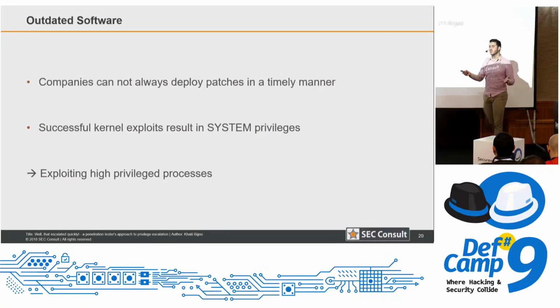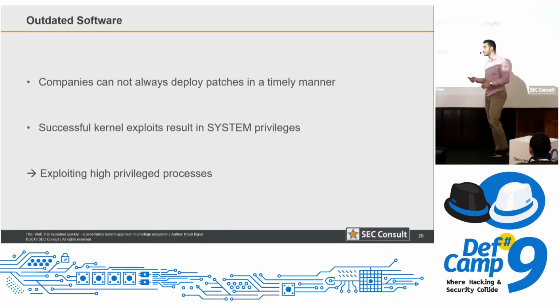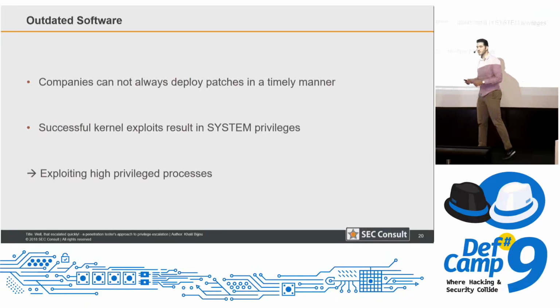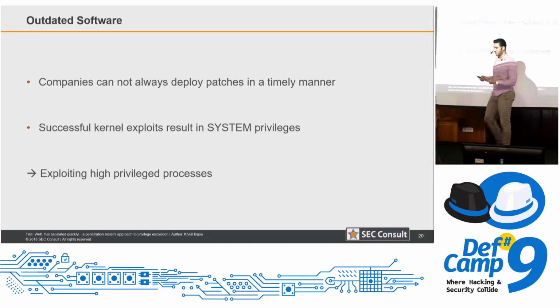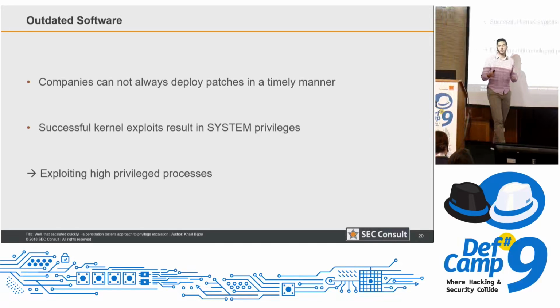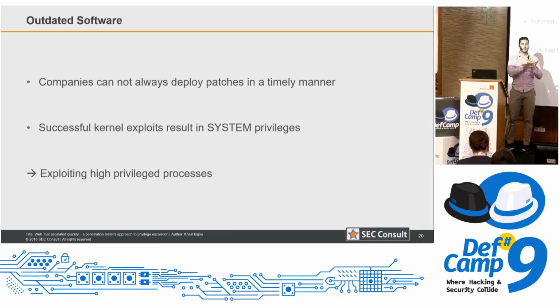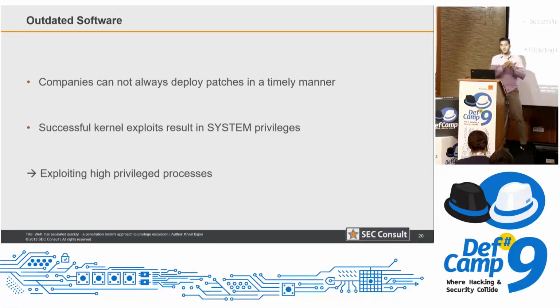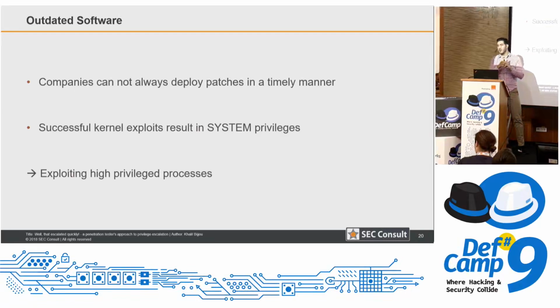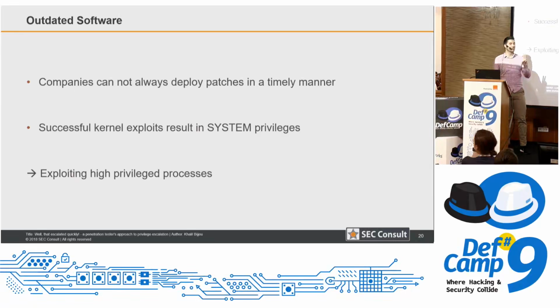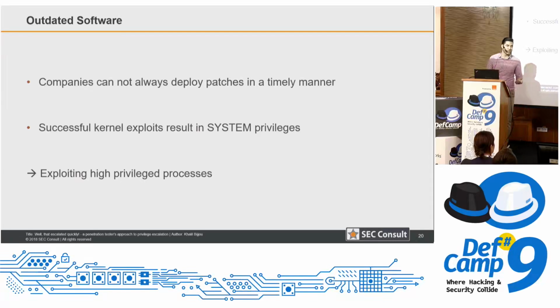One very obvious, but probably very successful method is to exploit outdated software. So you have 2 kinds of software that you would want to exploit. First of all, you want to exploit vulnerable software that runs with high privileges, and you want to exploit the Windows kernel if possible. Why the Windows kernel? Because if you exploit the Windows kernel, you will have system privileges right away.